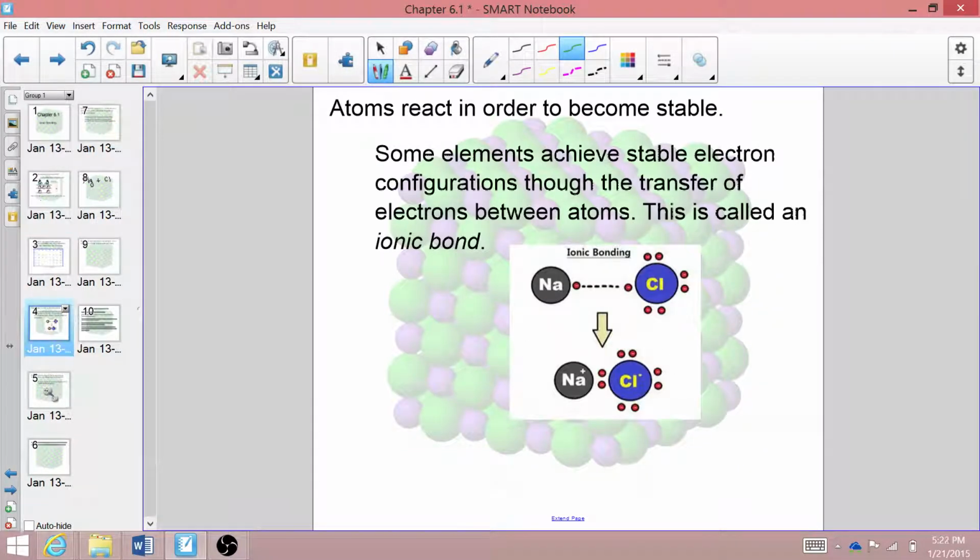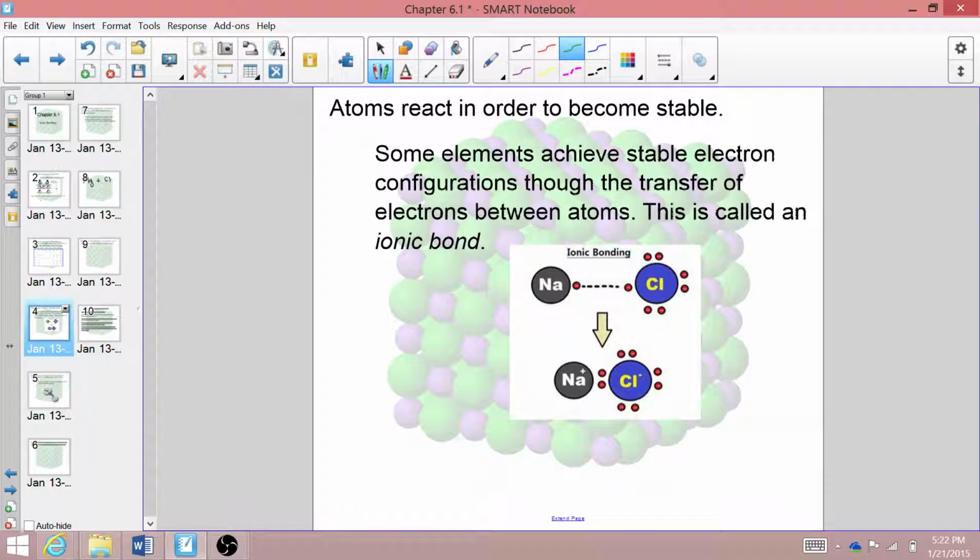So atoms react in order to become stable. They react in order to get a full valence shell of electrons, a full 8. Some elements achieve this by actually giving away or getting electrons from other atoms. So transferring electrons from one atom to another. And this is what's called an ionic bond.